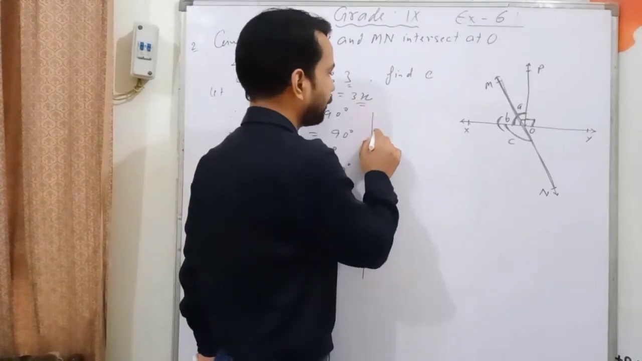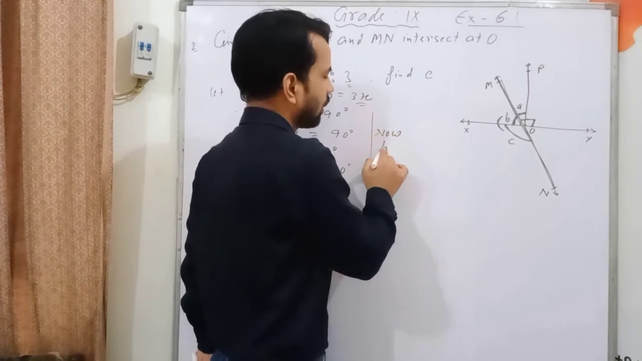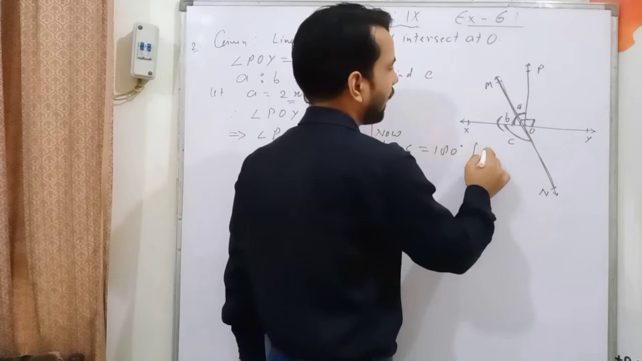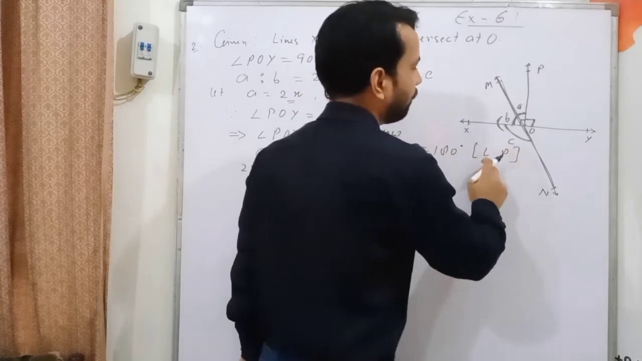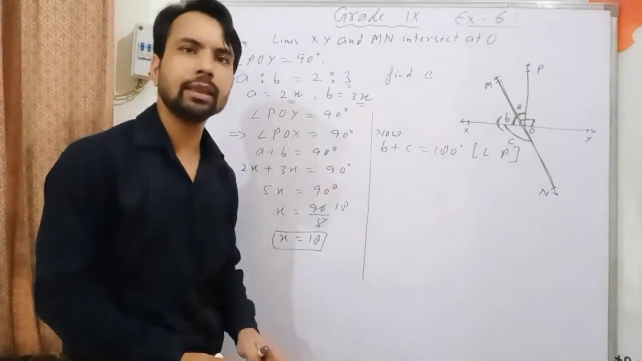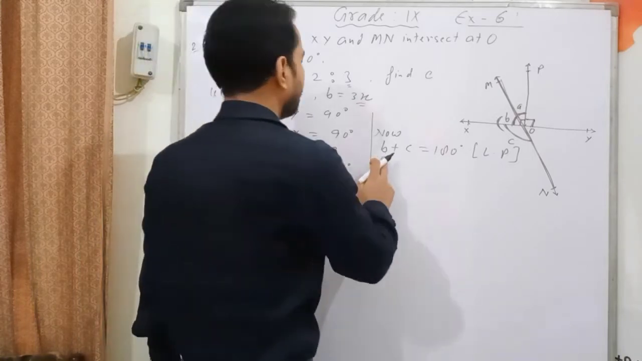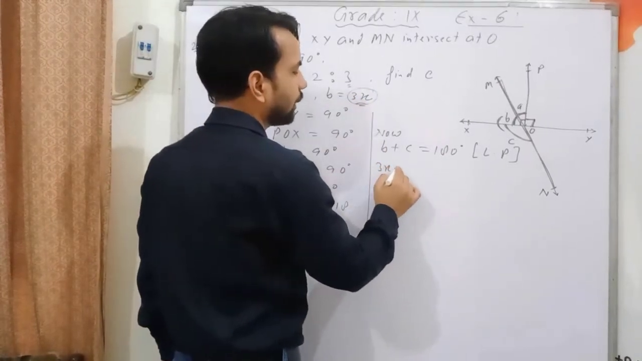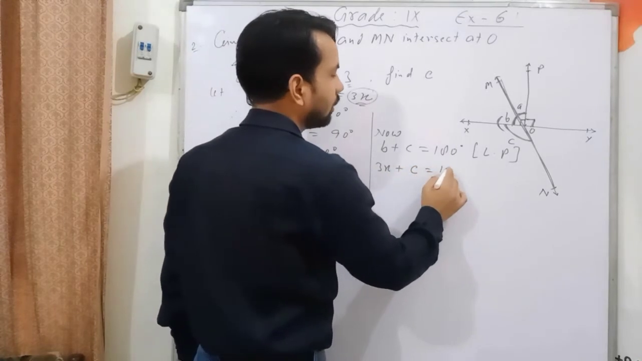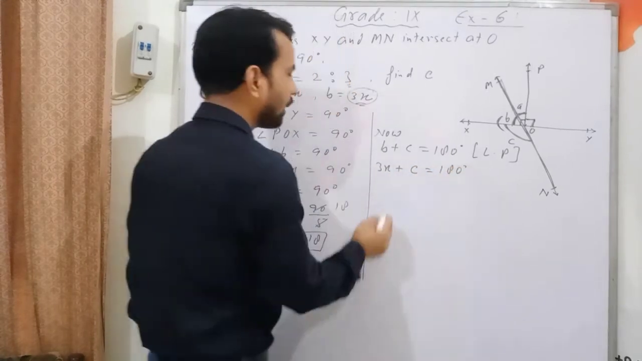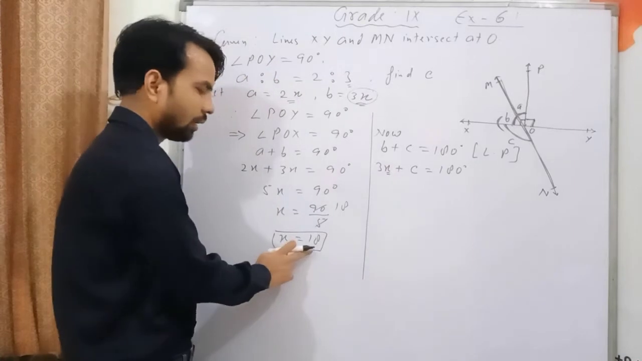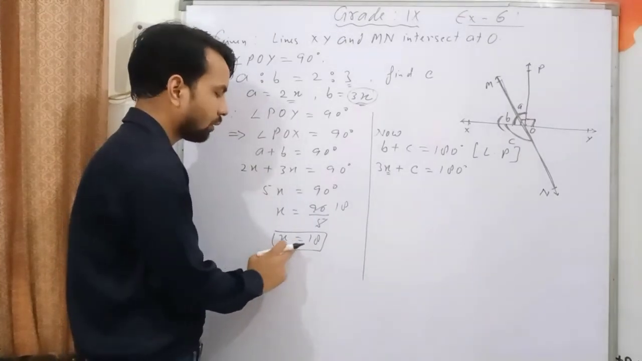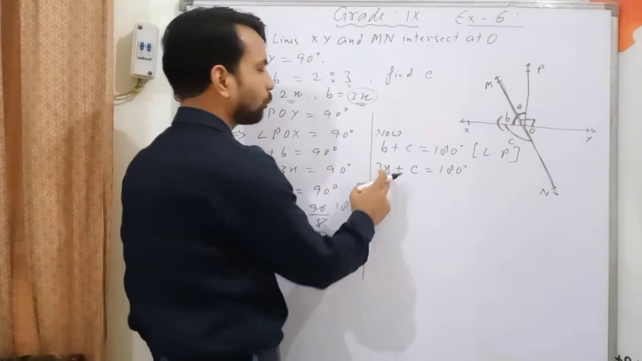So you will have to write here, B plus C equals to 180 degree. Reason you will have to mention here, linear pair, LP. LP is the short form of linear pair. Now the value of B is 3x, so we will have to write here 3x. C we will have to find, 180. But the value of x is also given, x equal to 18. We have already found it. So the value of x we will have to put here.